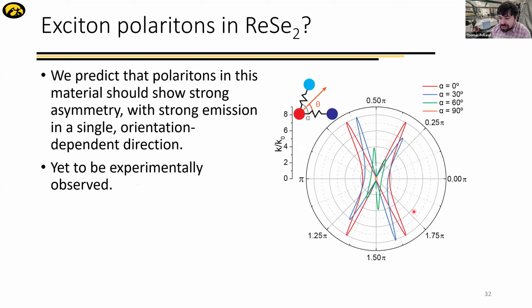And so the question is, can we see exciton polaritons in rhenium diselenide? Well, the jury's still out on that one, but hopefully maybe soon we'll be able to show that we see these exciton polaritons. They show some unusual properties.